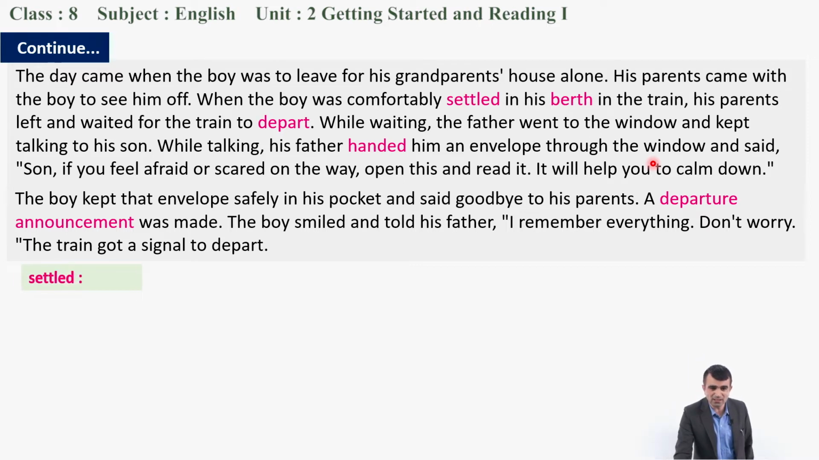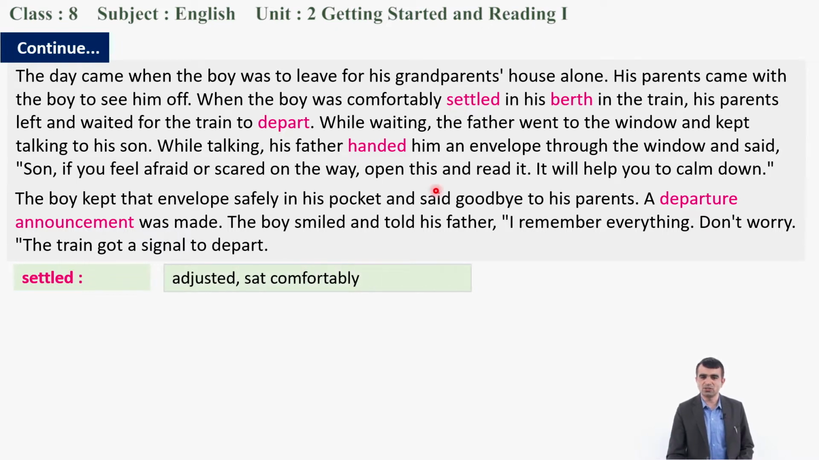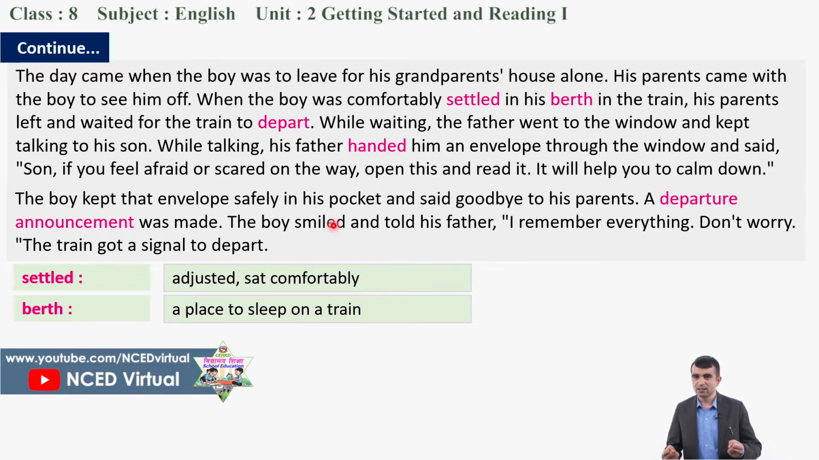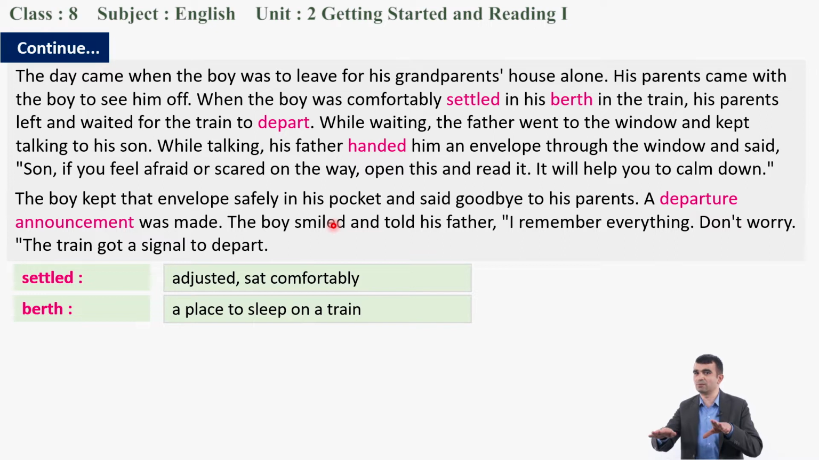Do you know what settled means? Well, when the boy was comfortably settled in his berth. Now, settled means what? Okay, adjusted or sat comfortably. That is settled. Settled in the train. What is berth? B-E-R-T-H, not B-I-R-T-H. Berth means a place to sleep on a train. Inside the train, there is a place to sit and sleep. That place is called berth. Now the boy settled in his berth in the train.